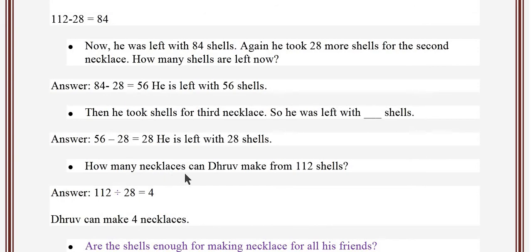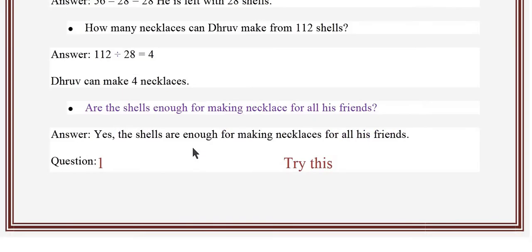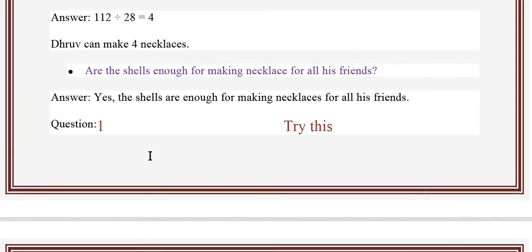Next question, how many necklaces can Dhruv make from 112 shells? Answer, 112 divided by 28. So 28 fours are 112. So Dhruv can make 4 necklaces. This is the answer. Now, are the shells enough for making necklaces for all friends? Yes, the shells are enough for making necklaces for all his friends, because Dhruv has 3 friends and the number of necklaces is 4. So it is sufficient.